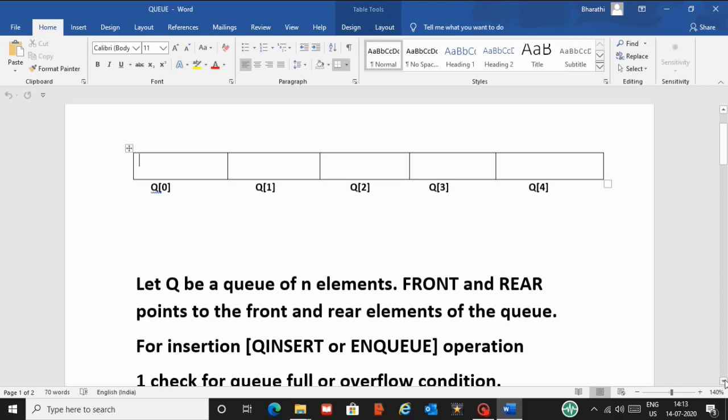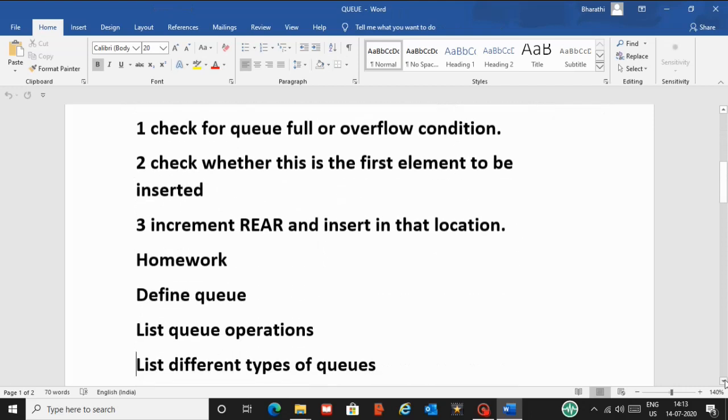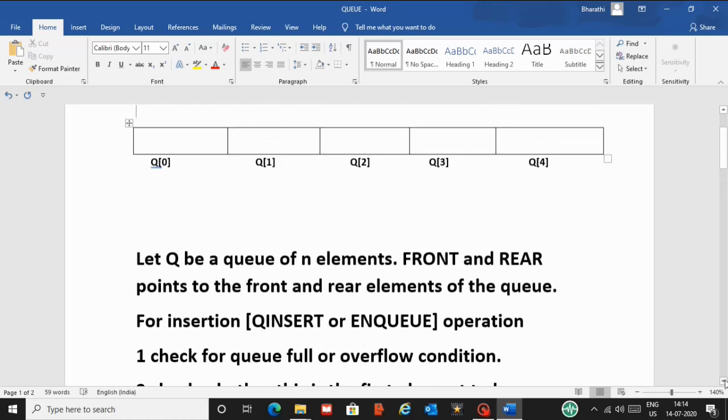So suppose I have a queue. Since it's an array based implementation, you can see the blank spaces. It's an empty queue, and there is queue of 0, queue of 1, queue of 2, queue of 3 and queue of 4, which means that queue is an array which has n elements. Here, what is the value of n? The value of n is 5, because I have indices 0 to 4, right?